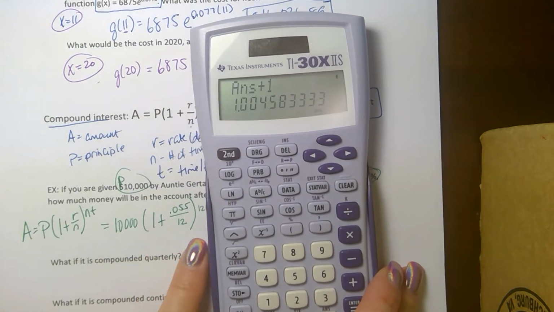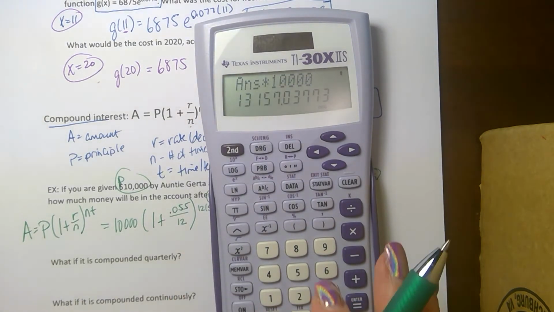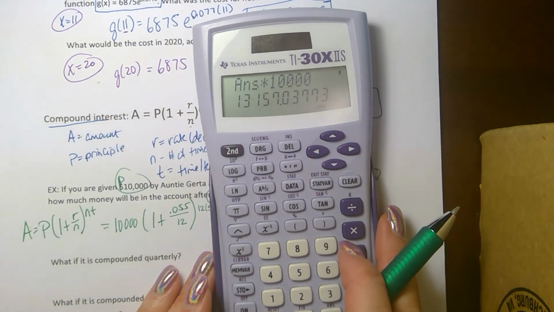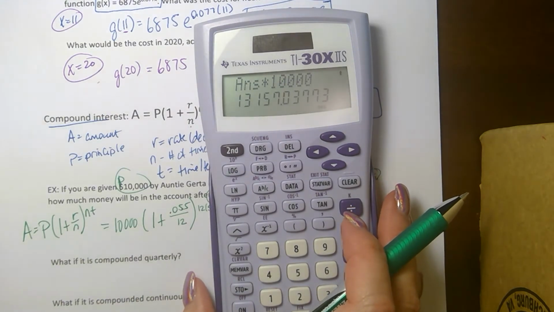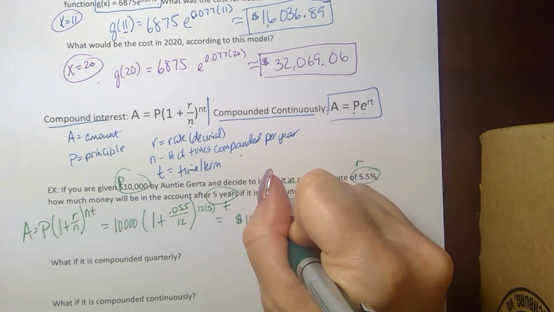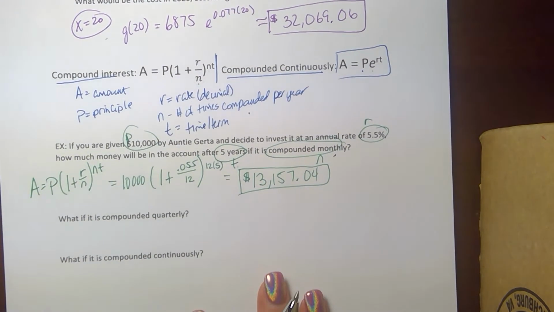So I need to raise that amount to my exponent. Remember we said that our exponent is 60. 12 times 5 is 60. Enter. And I take that and multiply it times the principal. So if I invest $10,000 for 5 years at 5.5% interest, compounded monthly, at the end of those 5 years, I will have $13,157.04 because we round it to the nearest penny. So my result is $13,157.04. I've earned more than $3,000 worth of interest.